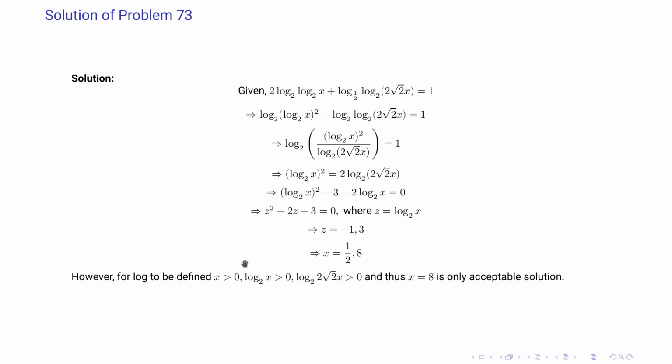But for logarithms to be defined, log x with base 2 should be greater than 0, and log of 2 square root of 2x with base 2 should be greater than 0. So this essentially means that x should be greater than 1, from here and from here. Since x should be greater than 1, we have to discard the root half, and x equal to 8 is the only acceptable solution.